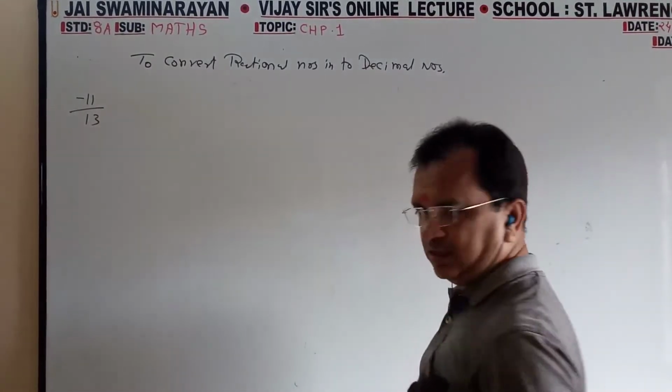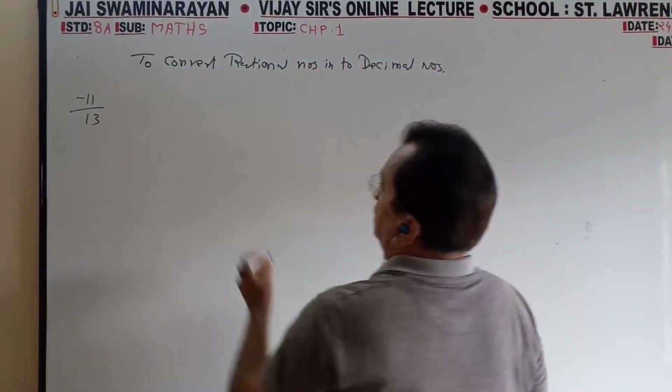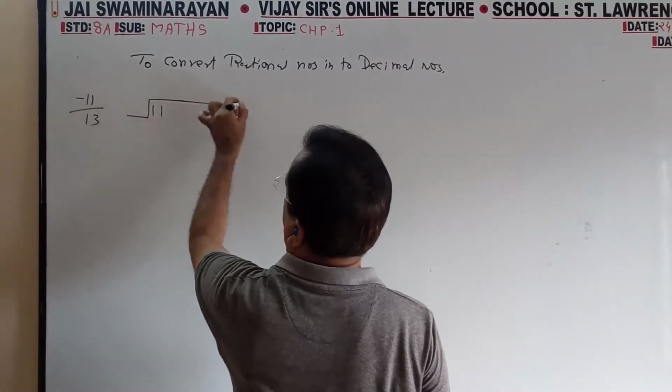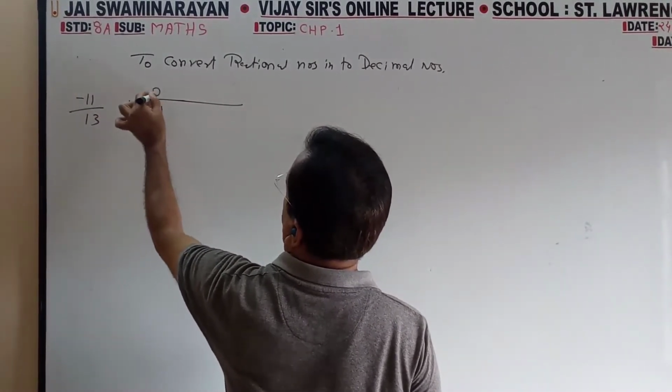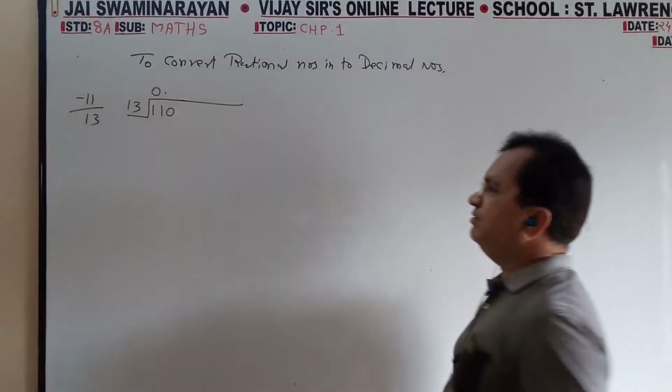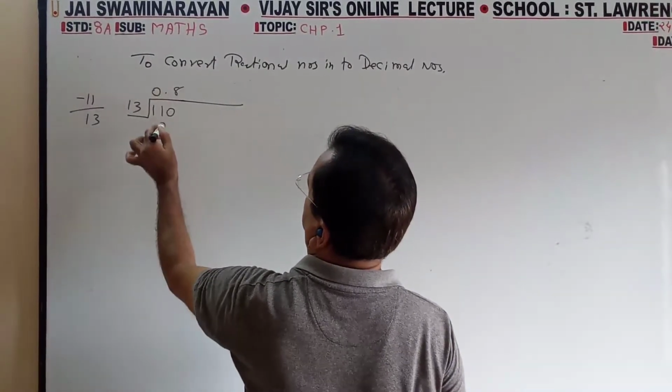Okay. Now 11 divided by 13. Not possible. So 0 point. Correct. Now directly 8s are.